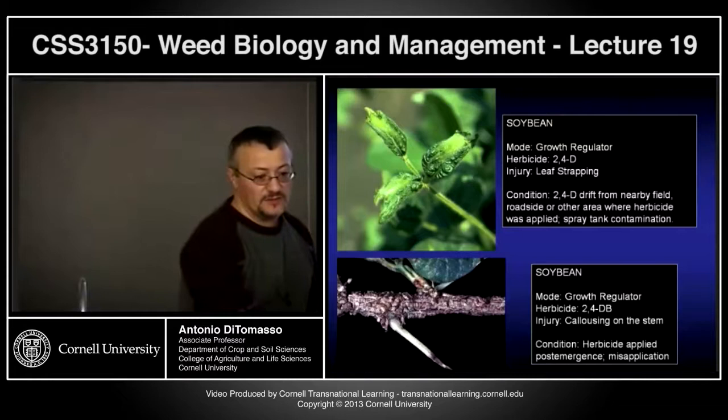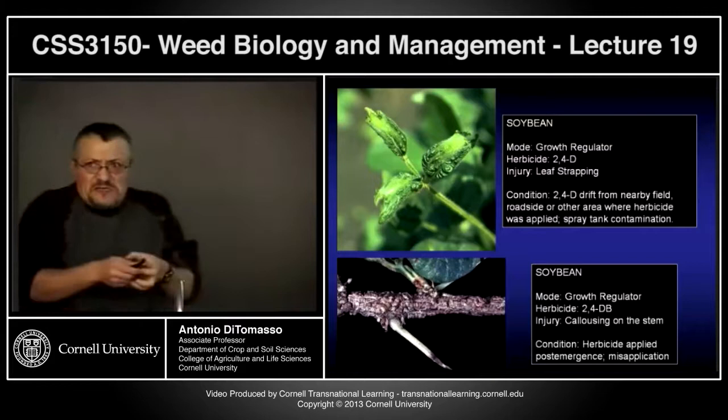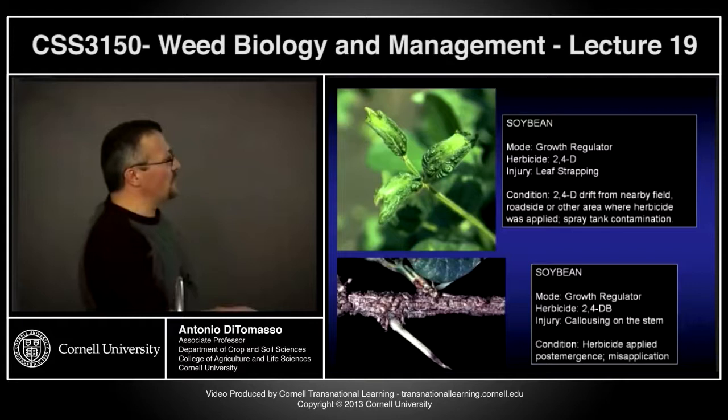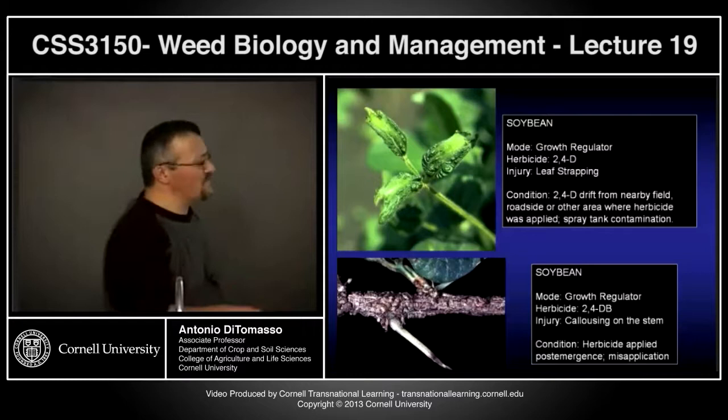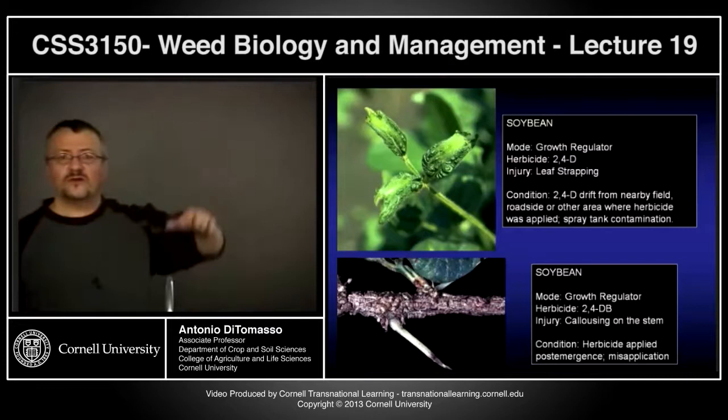Sometimes you'll see 2,4-DB, this is Butyrac, on soybean, you'll see what we call callusing on the stem. You get all this really abnormal growth if the herbicide is applied post-emergent, which it's not supposed to be at all. I believe Butyrac might be registered for beans, so I'd have to double check. I know it's for alfalfa, but it might not be for beans. But again, what they're showing you is what happens if you have misapplication or just drift: you will get this on the stem of the soybeans.